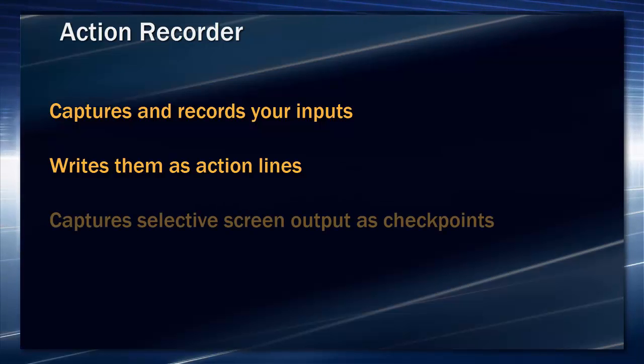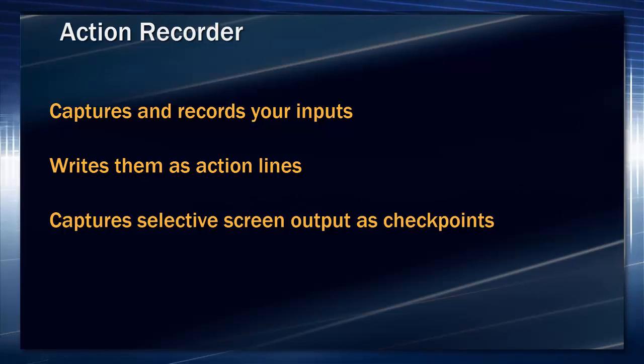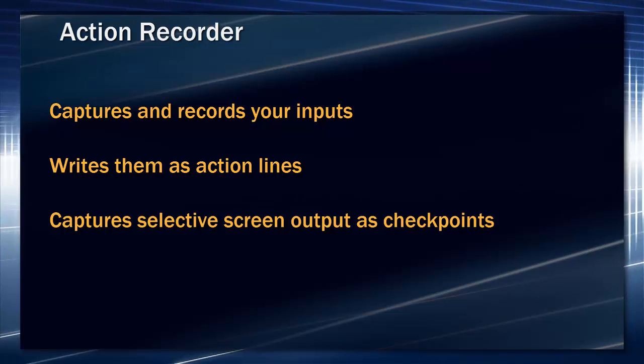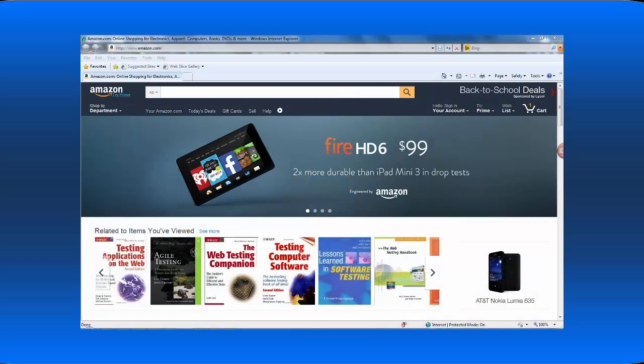Moreover, screen output can also be captured, allowing your test to verify the application's response to your inputs. Ultimately, what you have is a test that can be replayed during automation, no different than one that was written by hand. In this session, we'll use the Action Recorder within the Internet Explorer browser to generate automated tests for a web application. The web application we'll be working with is the Amazon.com website.